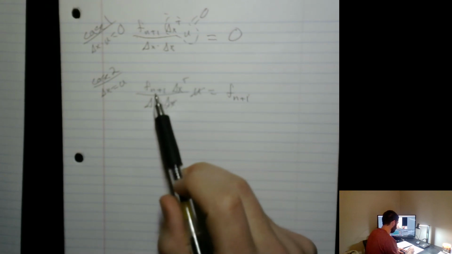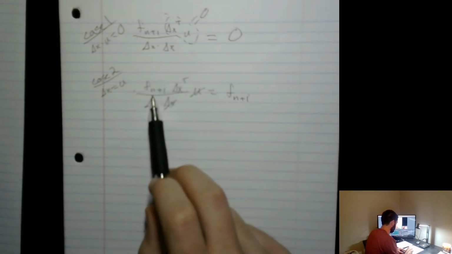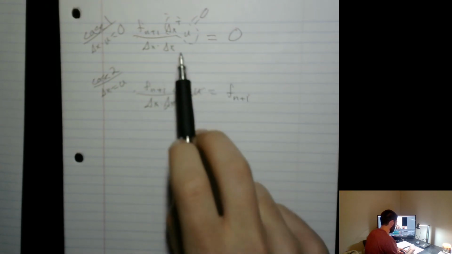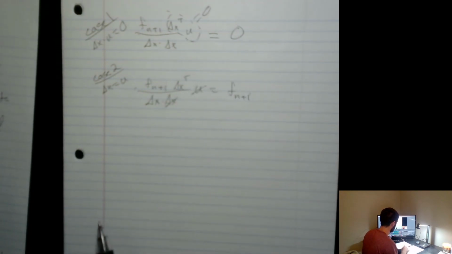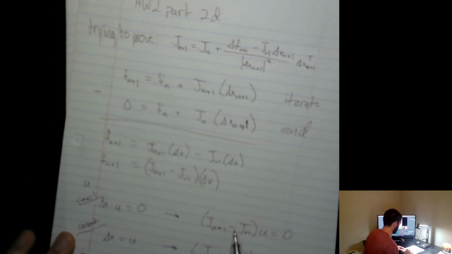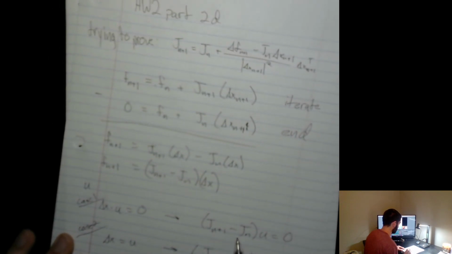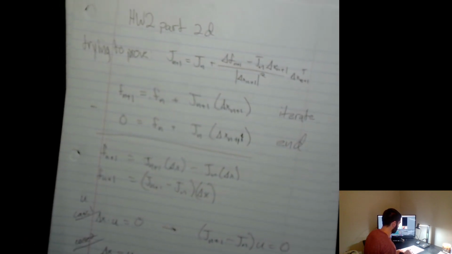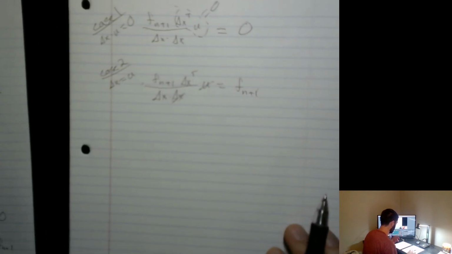And now as we wanted to test out this expression here, so something times u equals fn plus 1, something times u equals 0 when it's case 1 versus case 2. We can see that that something that we made is equivalent to this jn plus 1 minus j of n because it satisfies both conditions. So if that's equal to jn plus 1 minus jn, that means we can plug it in for that in its stead.